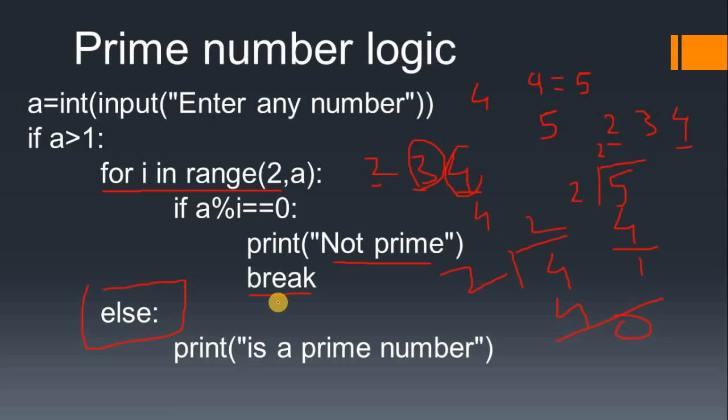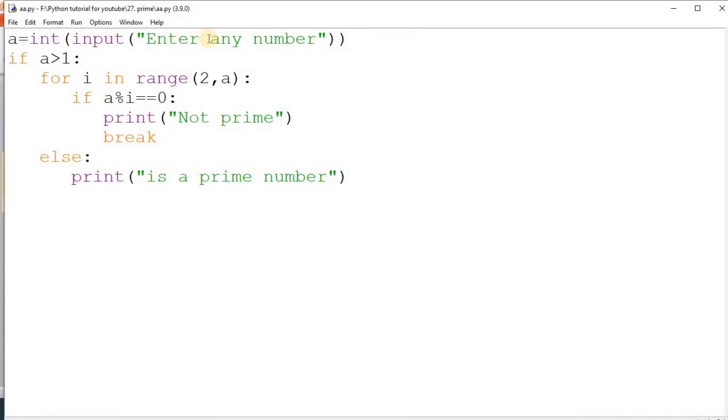So I am just showing this coding in the editor now. Here I have already pasted the code, and here is an input statement so that we can enter the value, and if a is greater than 1 then it will execute this for loop. Under this for loop we have the if statement, and it will check whether the number is divisible or not. If this number is divisible by a particular number it will show not prime and break will exit the for loop. And if the condition is false then it will check the next values 3, 4 like that, and at the last it will show the number is a prime number.